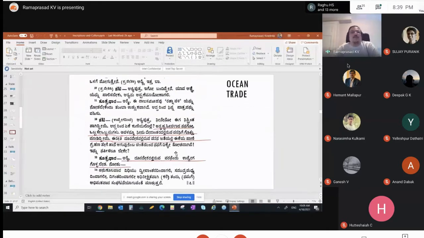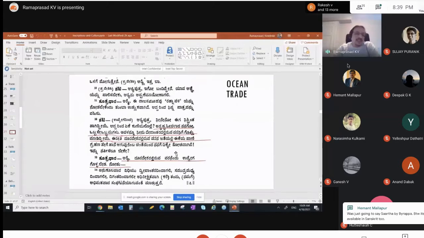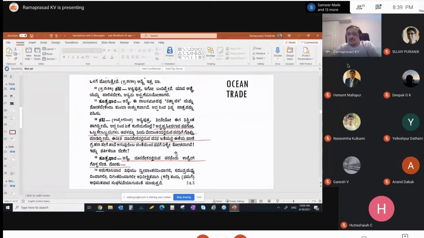I just put this in, it is not from an inscription, but ocean trade was also very well known. I think many of you may have read books by Sanjeev Sanyal, where he explains these things very well. But here, this is from a play called Ratnavali by King Harsha. And here the conversation is about getting the girl married to a person who is across the ocean.